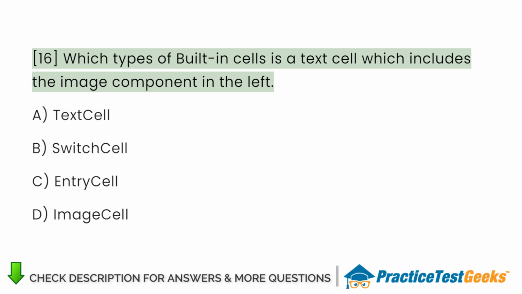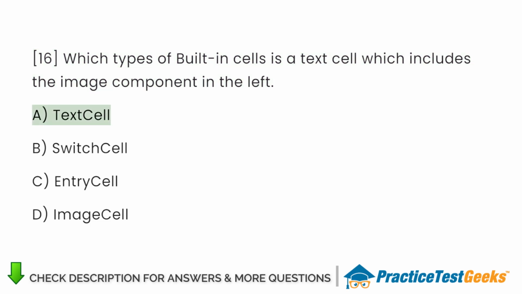Which types of built-in cells is a text cell which includes the image component in the left? A. Text cell. B. Switch cell. C. Entry cell. D. Image cell.